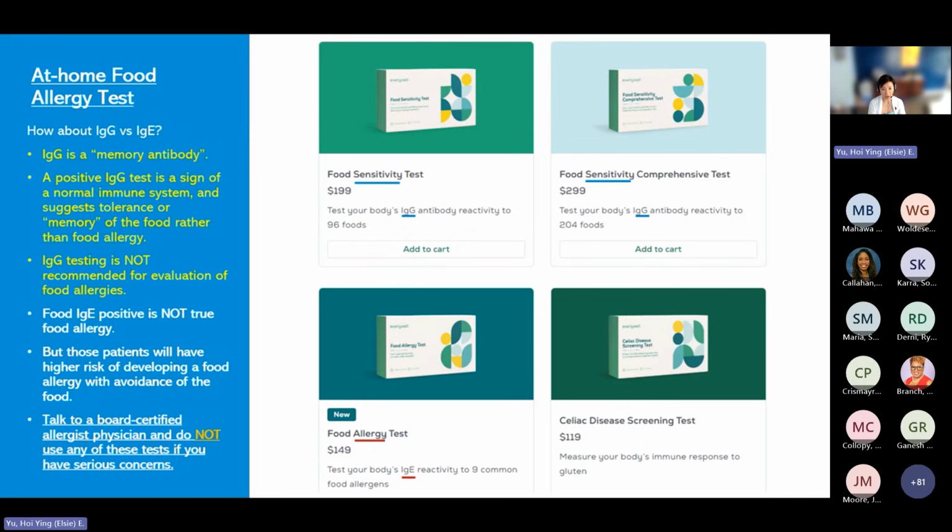What am I trying to say? If you're concerned about food allergy, my 2 cents is that instead of getting tested yourself, you may want to see a board-certified allergist to understand whether you truly have a food allergy or you may be prone to having a food allergy, and what the next step is.